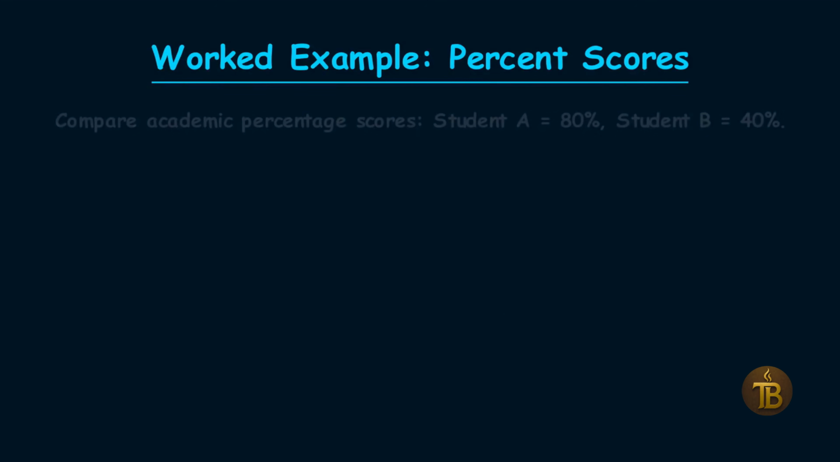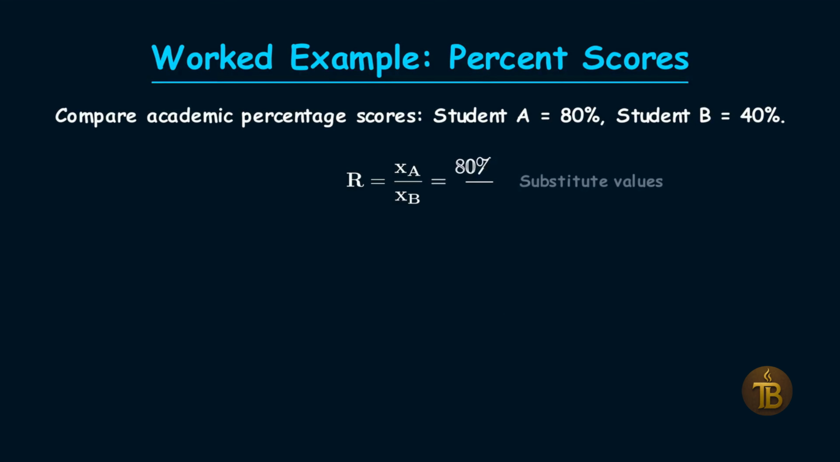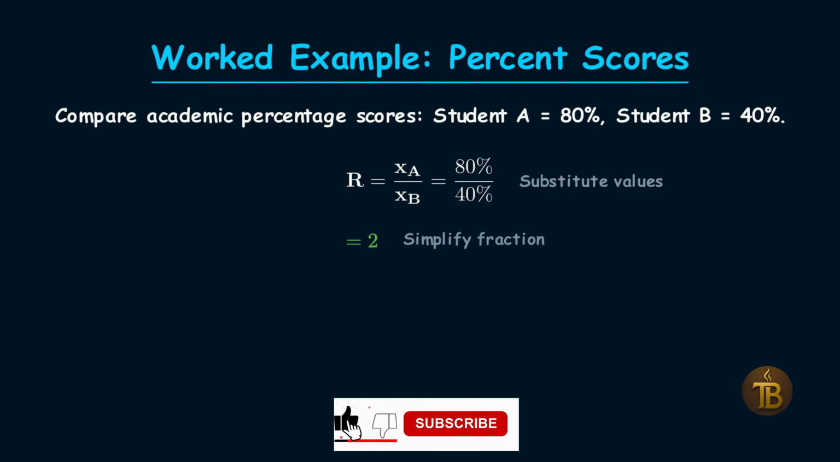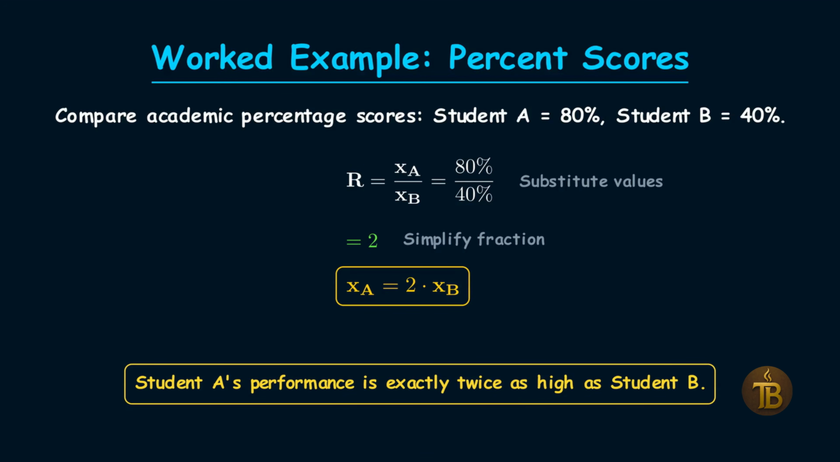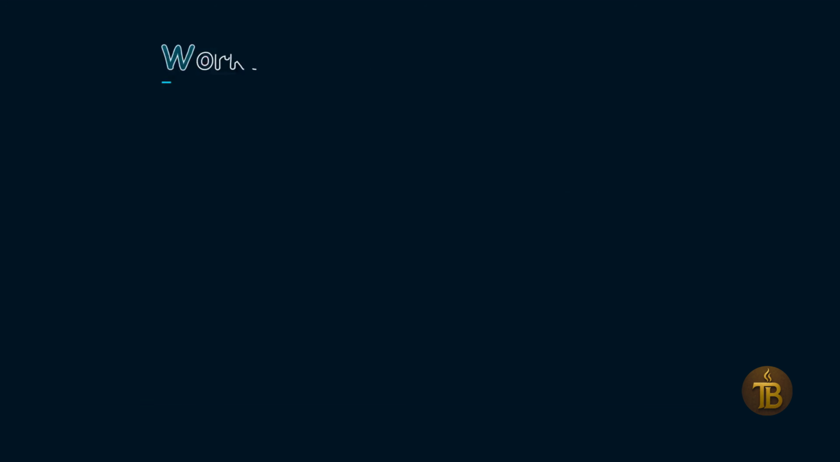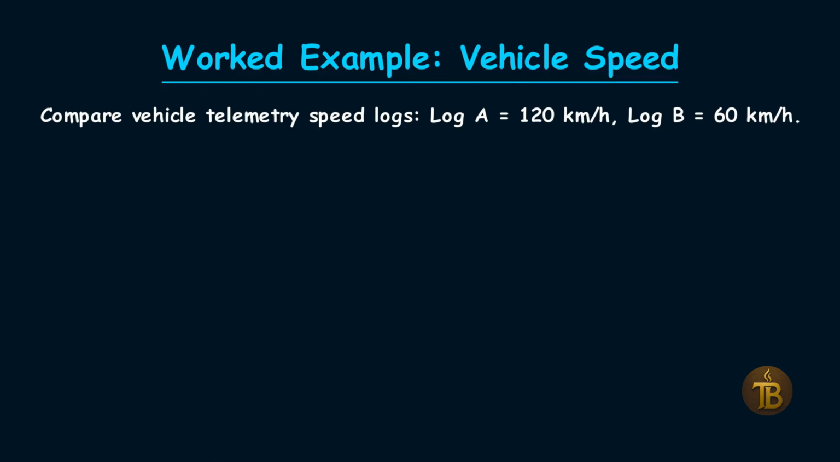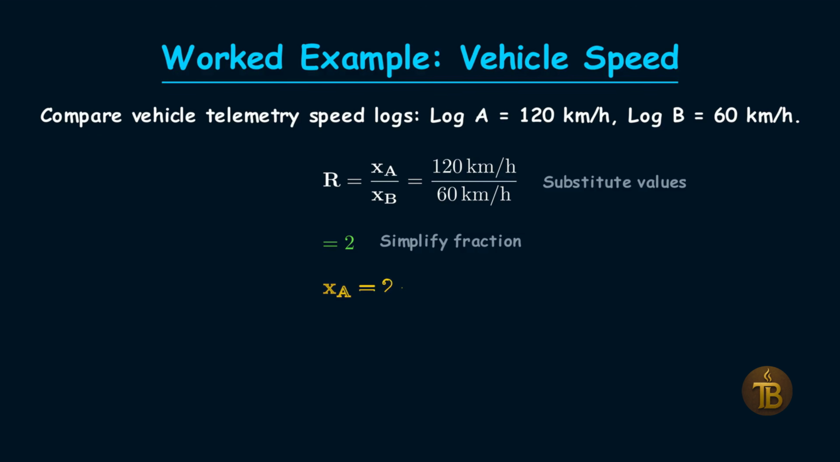Let's run a worked example. If student A scores 80% and student B scores 40%, we divide 80 by 40 to get a multiplier of 2. Since percentage score is a ratio scale, we can correctly state that student A's score is exactly twice as high as student B's. In worked example 2, we compare vehicle speeds, 120 kilometers per hour versus 60.